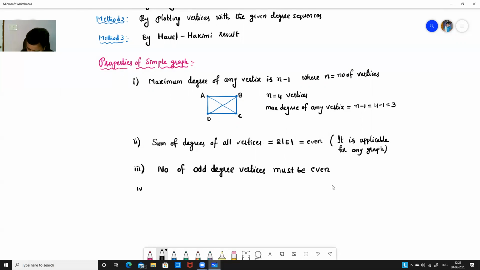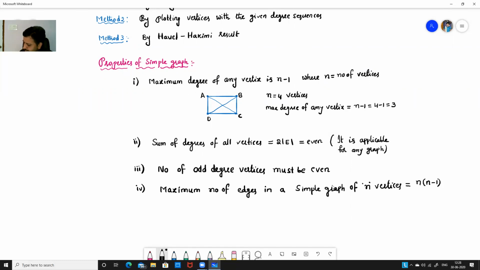And the fourth one: the maximum number of edges in a simple graph of n vertices is equal to n into n minus 1 by 2. This proof was already given in the last video. Please watch the previous video before watching this video. Okay? These are the four most important properties in order to answer the question. Okay, let me verify these properties.